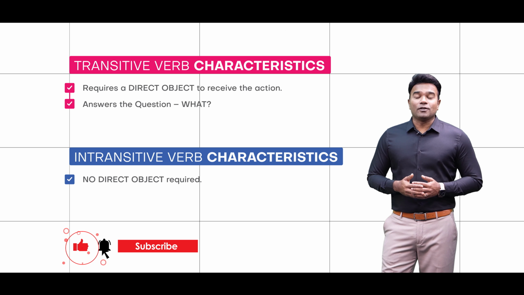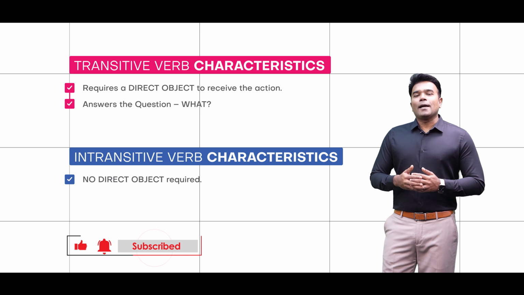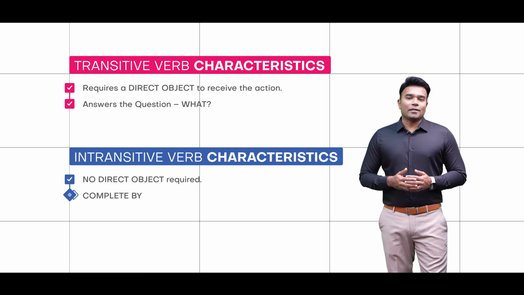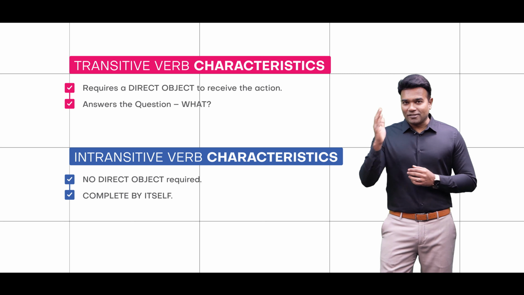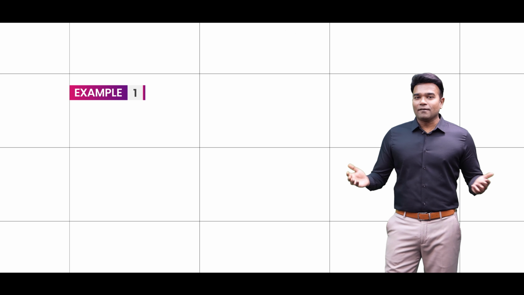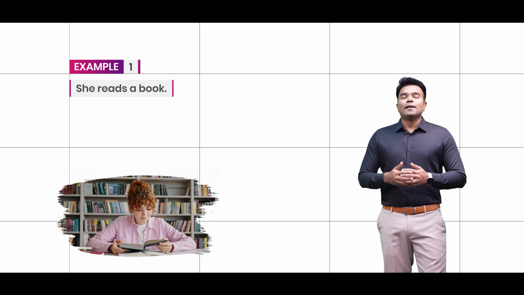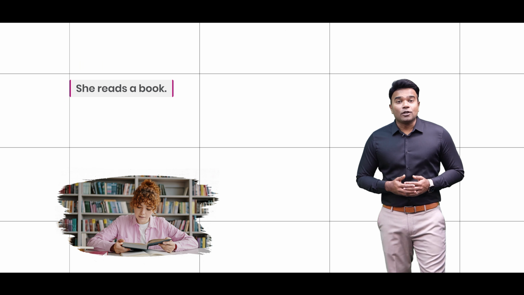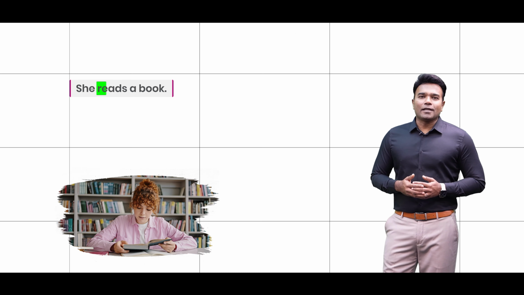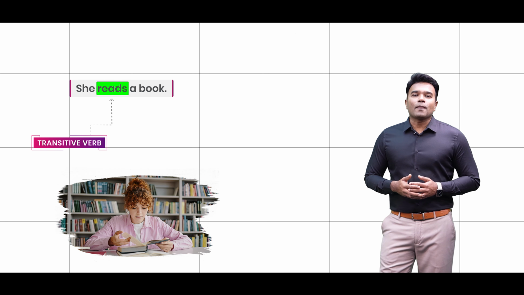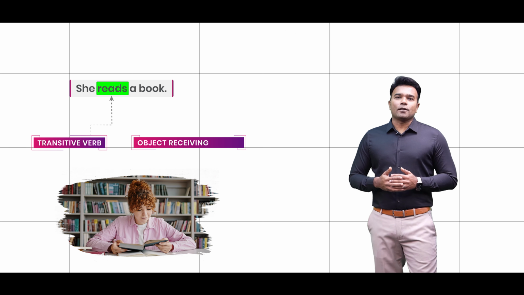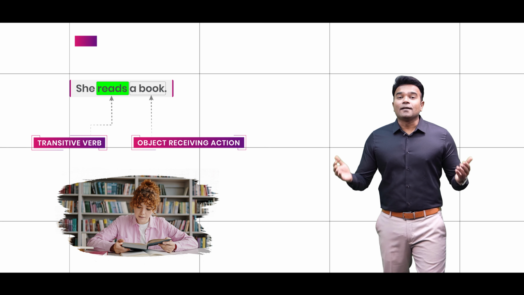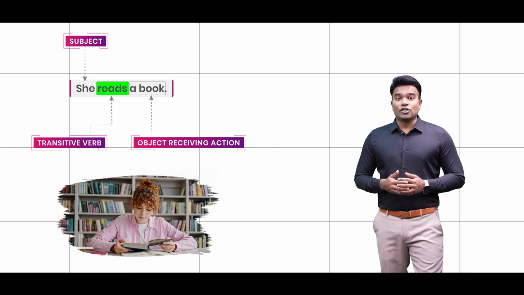What I also mean to say is that the action of the intransitive verb is complete in itself and that they do not need any object. Well, if all of this is pretty confusing, let me give you a few examples to clarify it. Now, have a look at this same example. Well, you already know that in this case, reads happens to be a transitive verb because it is transferring the action of reading to the object, which is a book. Obviously, the subject here happens to be she.